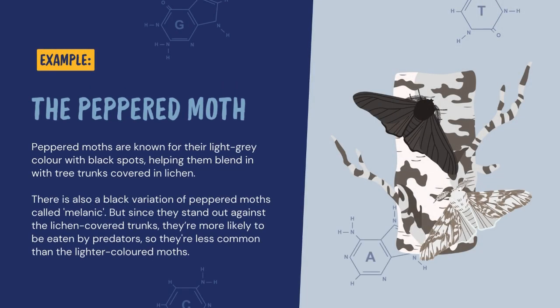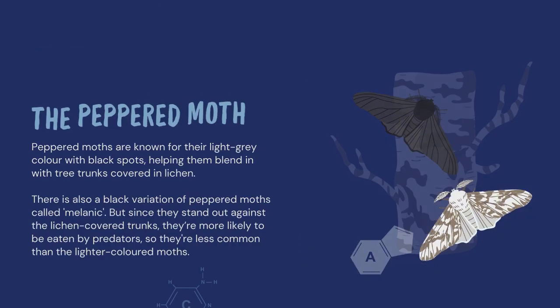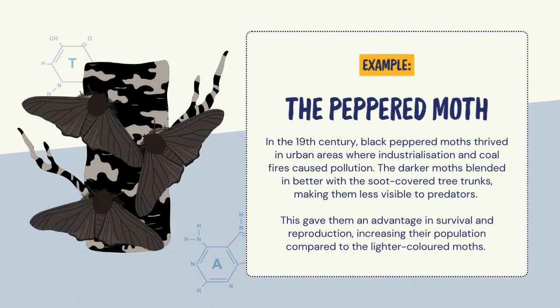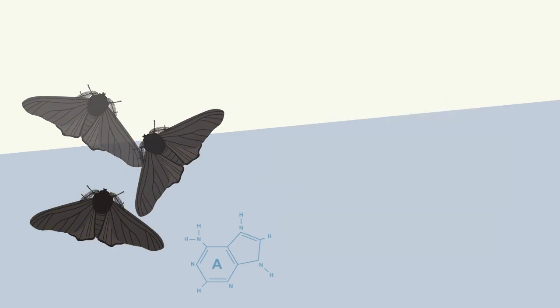Another classic example is the peppered moth. Peppered moths are known for their light gray color with black spots, helping them blend in with tree trunks covered in lichen. Then, in the 19th century, industrialization and coal fires caused pollution. Black peppered moths thrived in urban areas as they blended in better with soot-covered tree trunks, making them less visible to predators. This gave them a survival and reproductive advantage, increasing their population compared to the lighter-colored moths.